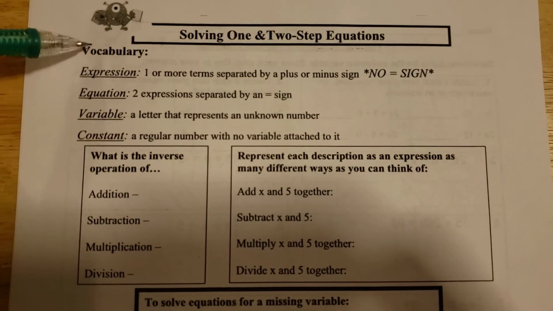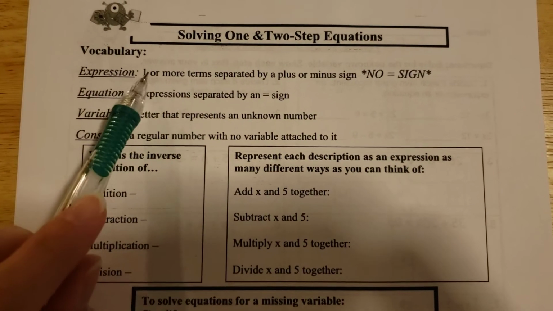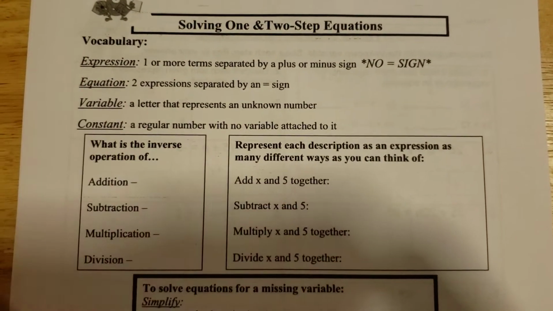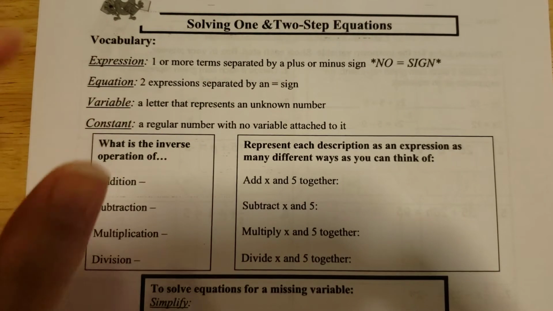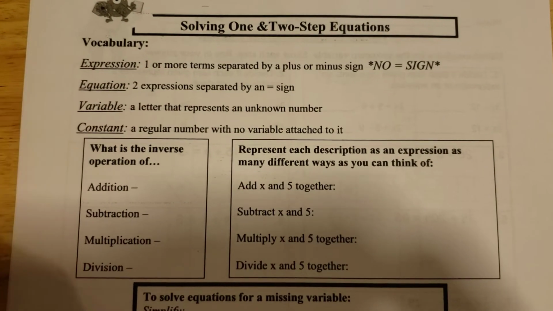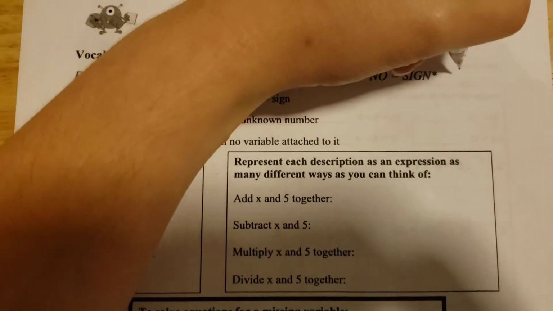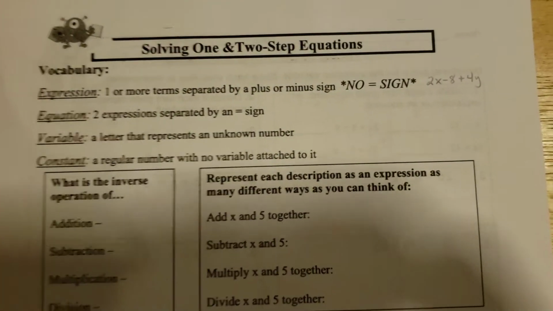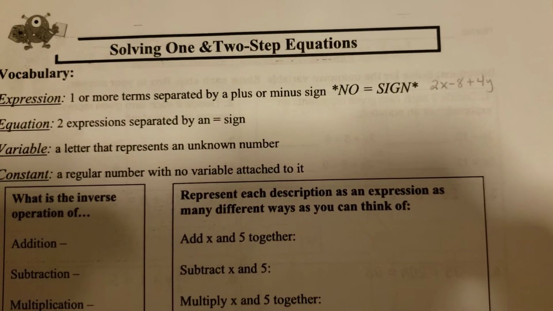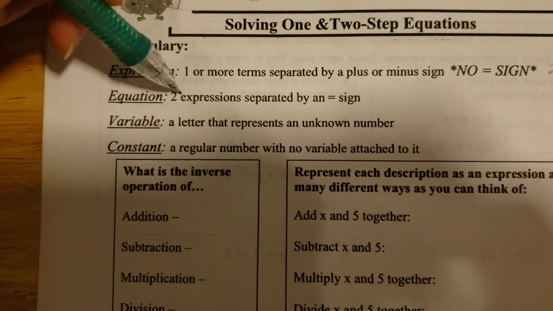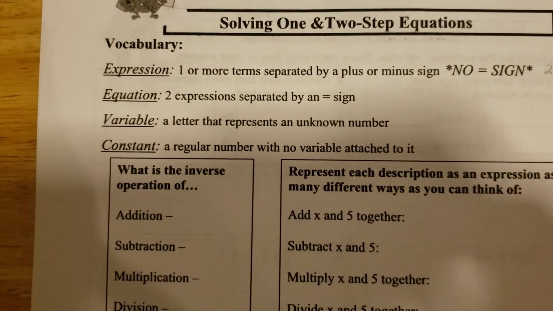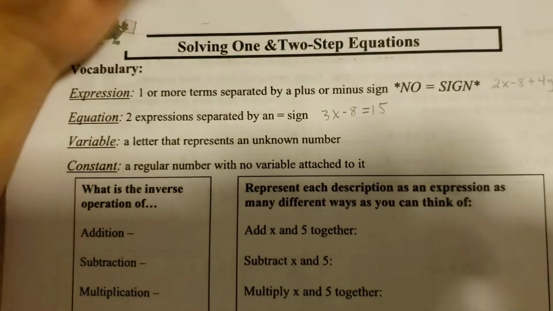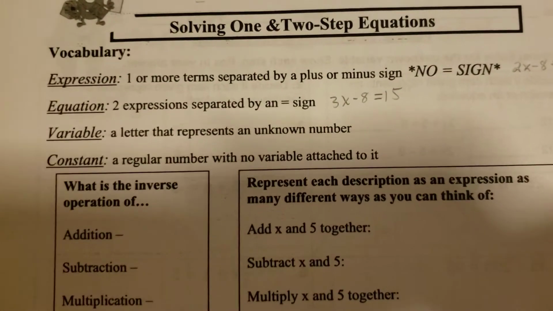So first thing, vocabulary. Expression, okay? If you have one or more terms separated by a plus or a minus sign, that means there's no equal sign. So everything that we've been dealing with prior to this, combining like terms and distributive property, those have been expressions. An example would be 2x minus 8 plus 4y. That would be an example of an expression because there's no equal sign. An equation is two expressions that are separated by an equal sign. So 3x minus 8 equals 15, that would be an equation.